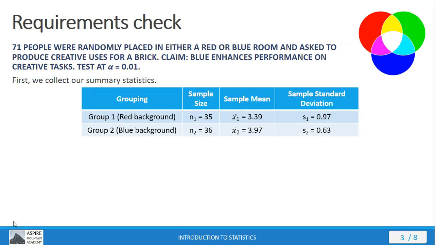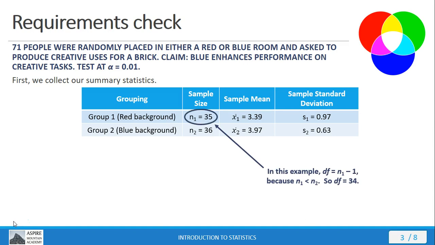Here's a table that shows our summary stats. There were 35 people in the red room, 36 people in the blue room, and the average number of examples, creative ways to use a brick, that the red room came up with was 3.39, and the average number of responses from the blue room was 3.97. And you see the sample standard deviations there at the end of the table. So here are our summary stats, and these are going to come in handy when we go to use StatCrunch.